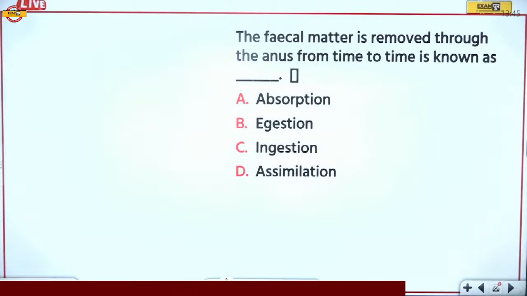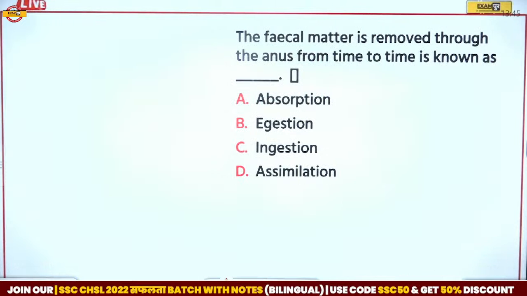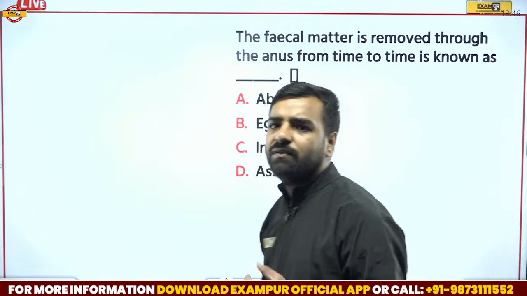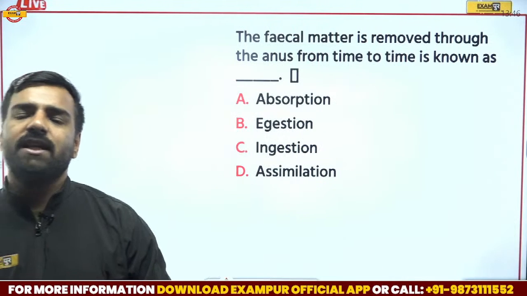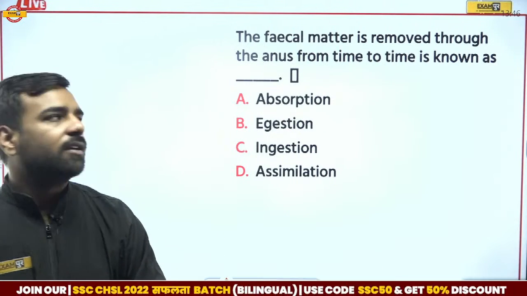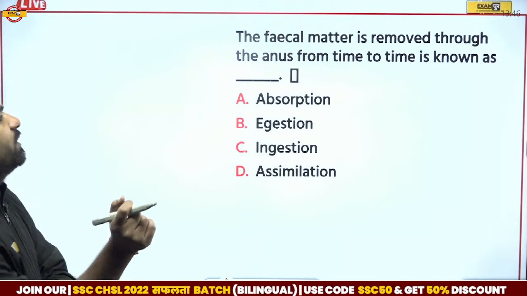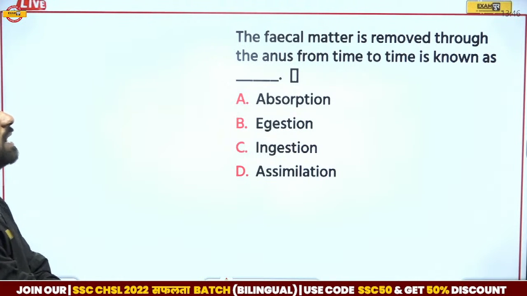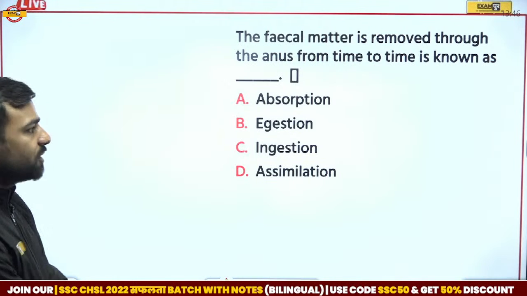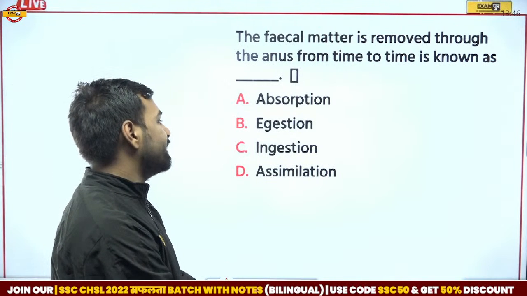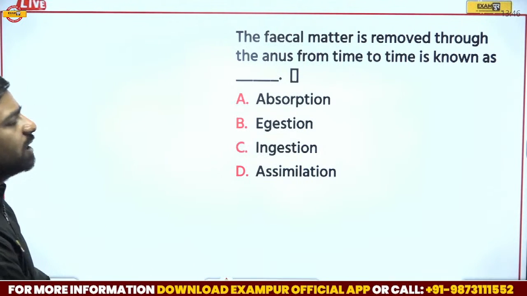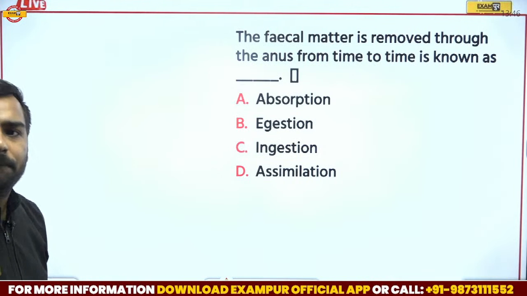Next we have, the fecal matter is removed through the anus from time to time. This is known as what? Fecal matter, where we can talk about stool. Yeah, Ram. Totally correct. Very good. Now talking about this, the fecal matter is removed through the anus from time to time. This is known as what? Is it absorption? Is it ingestion? Is it egestion or is it assimilation? What do you think? What is the correct answer over here?